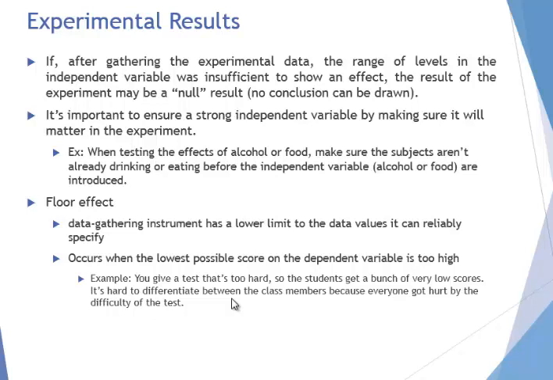So the students are all getting a bunch of 50s and 60s, or less. The students are getting everything wrong. Well, then it's really hard to differentiate between the class members because everybody got hurt by the difficulty of the test. If you're testing whether studying helps, then you give everybody a test that just kills them, and everybody fails anyway. It's just the question of whether it's a high fail or a low fail.